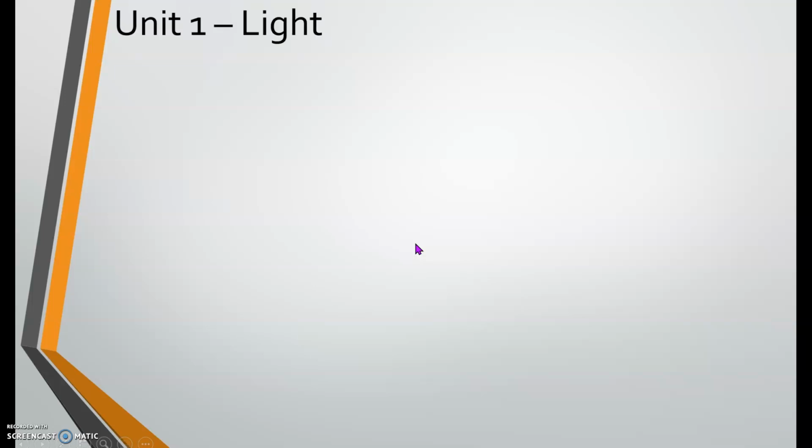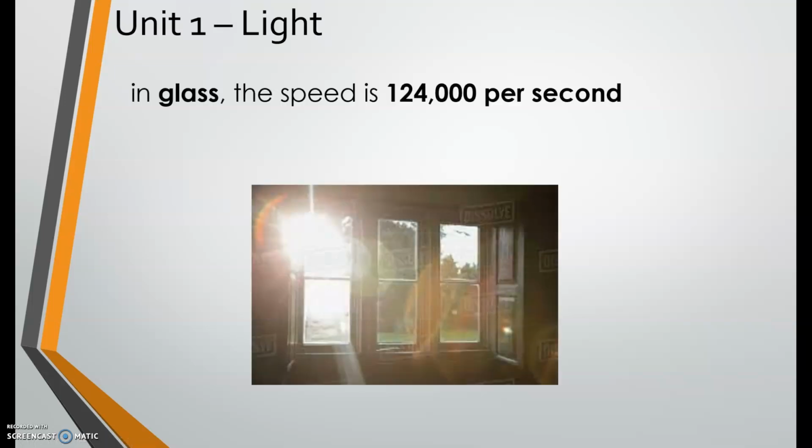Next. Okay, repeat after me. In glass, the speed is 124,000 miles per second. Very good. So, our example is this glass window. When the light travels through this window, it becomes much slower than in water, and the speed now is 124,000 miles per second.